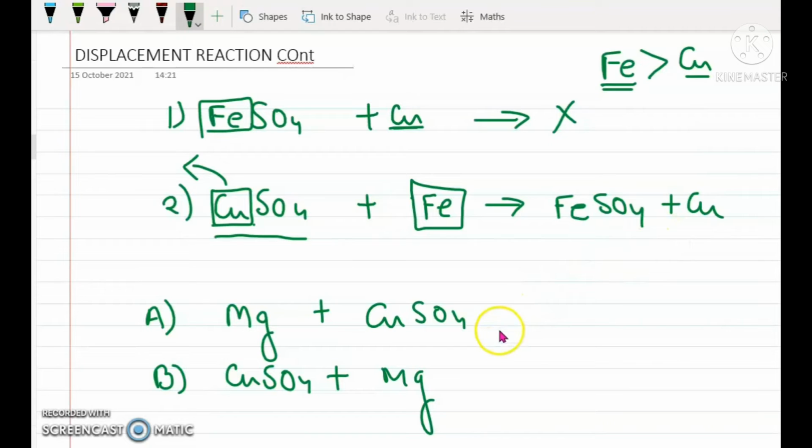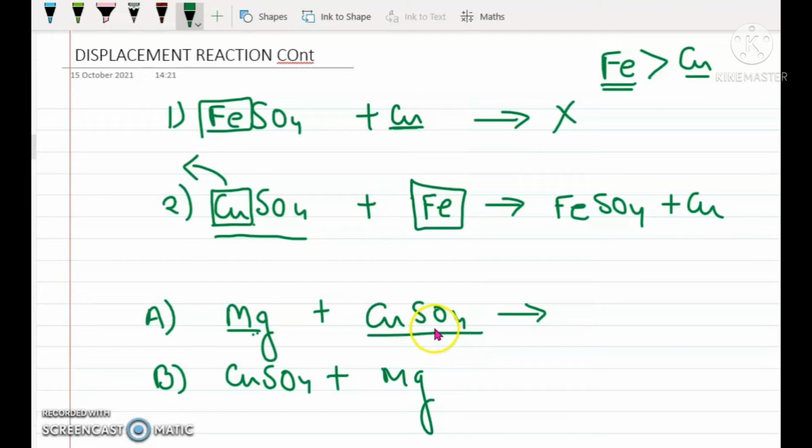Now let's check some other equations to test whether you have understood or not. Just take a pause before looking at the equation. Now, magnesium and copper sulfate solution. Will this magnesium strip remain safe once dipped in the copper sulfate solution?